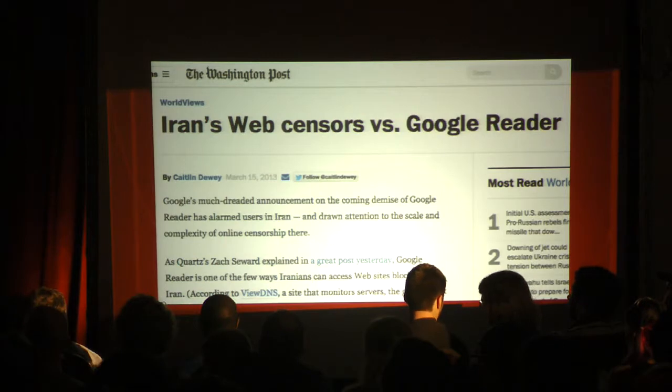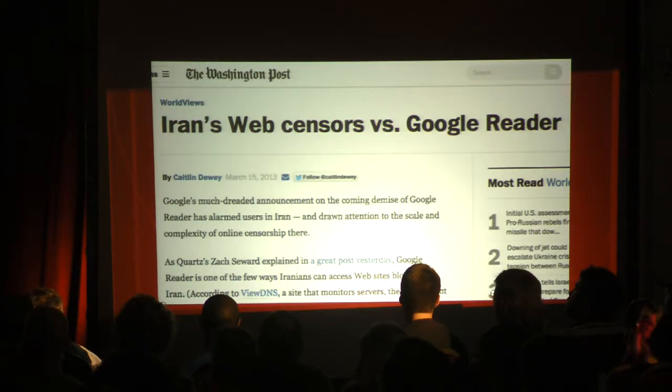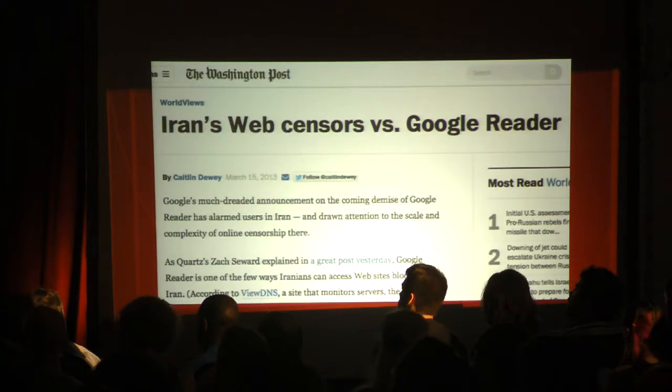And it made the censors decide, do we want to block everything Google? And for the most part, they didn't. There was, you know, 1 or 2 weeks where they did that. But for the most part, Reader was a way to access this news. And this is really important. In Iran, there's estimates that 1 in 3 news sites are blocked. So this was an easy way for people to get around that censorship. And, you know, now it's gone.